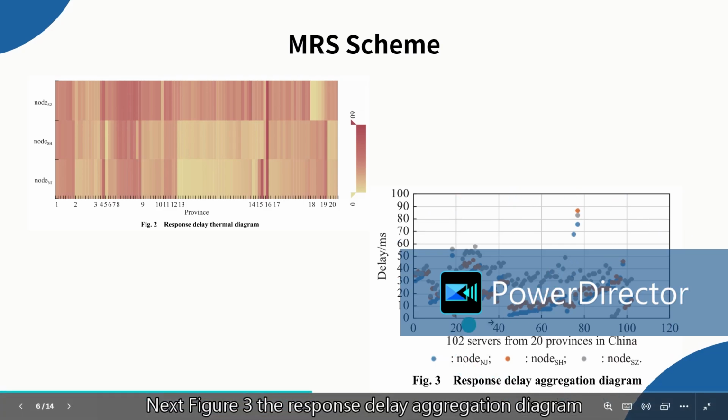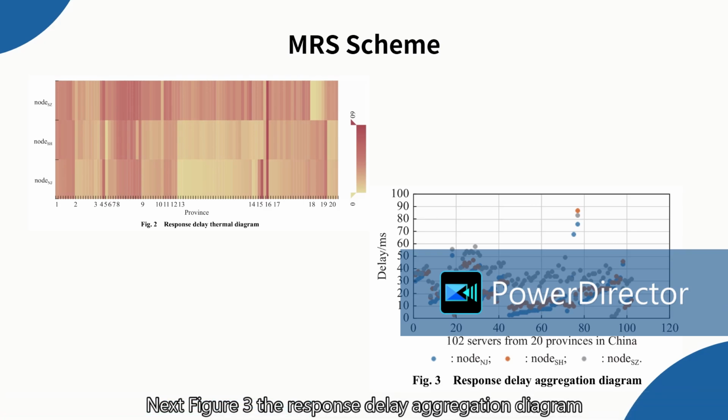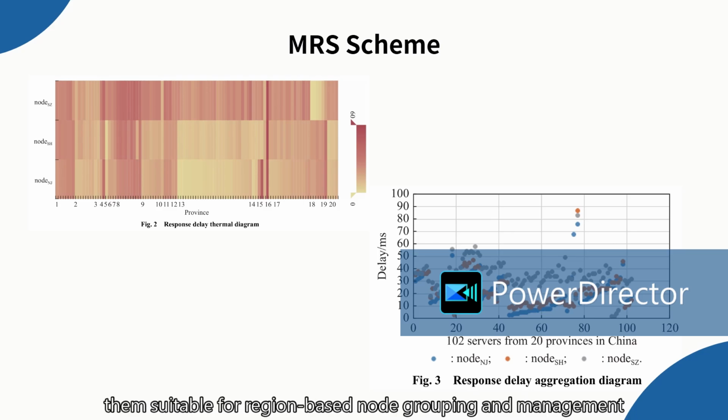Next, figure 3, the response delay aggregation diagram. This figure aggregates the delay data for the 102 servers and shows that delays within the same administrative region are highly consistent and clustered. The data indicates that nodes in the same region tend to have similar delay characteristics, making them suitable for region-based node grouping and management.